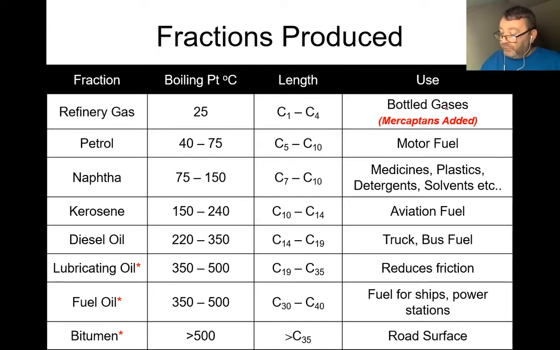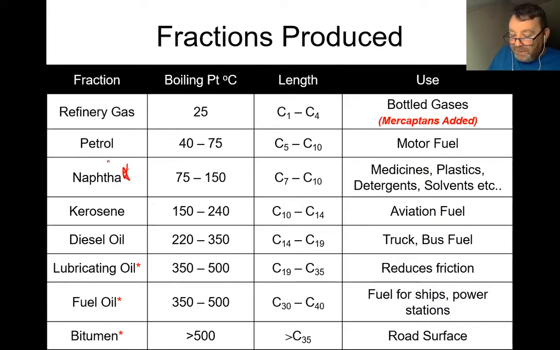What do we use them for? Refinery gases are used for bottle gases. So if you own a mobile home, or if you went on holidays where you had to have camping gas, you have these little canisters of camping gas that contain more than likely butane and probably propane. And they're the fuels that we use, portable fuels. Then you have petrol, which is a motor fuel. You've got naphtha, which is, as I said, the gateway to the petrochemical industry.